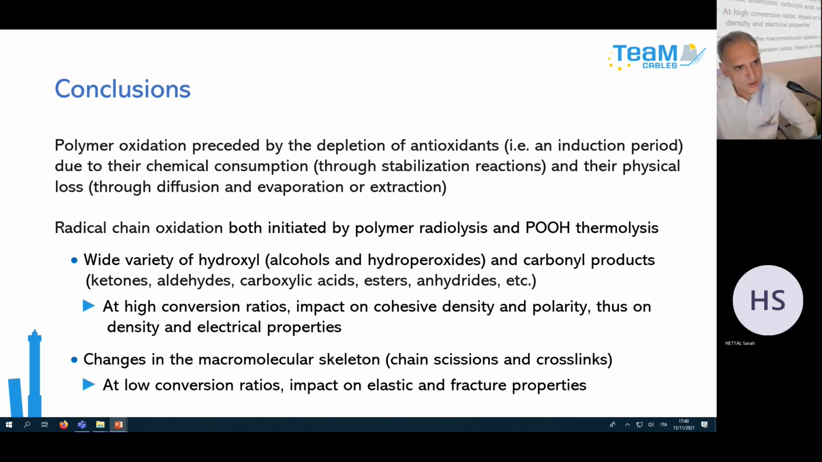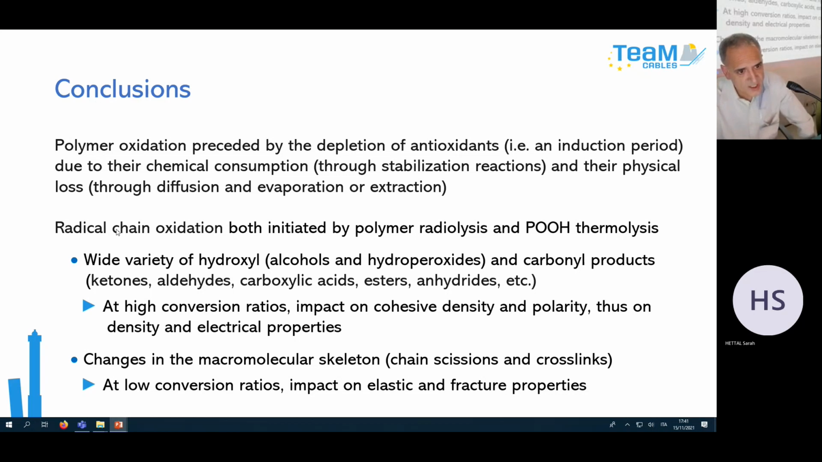So, as a conclusion, we have seen that polymer oxidation is preceded by the depletion of antioxidant. In fact, you have the formation of an induction period during which the polymer structure is apparently intact. In this induction period, you have a progressive chemical consumption of the antioxidant by stabilization reaction, but also a physical loss by diffusion and evaporation of the antioxidant.